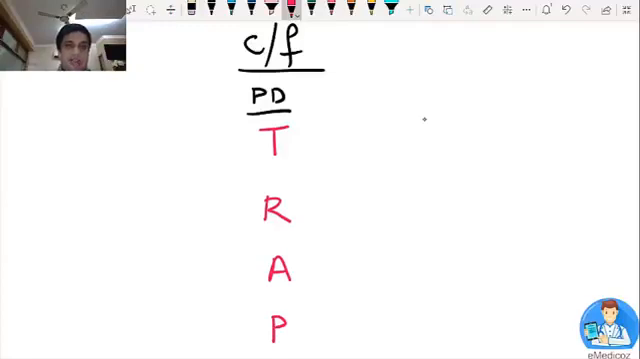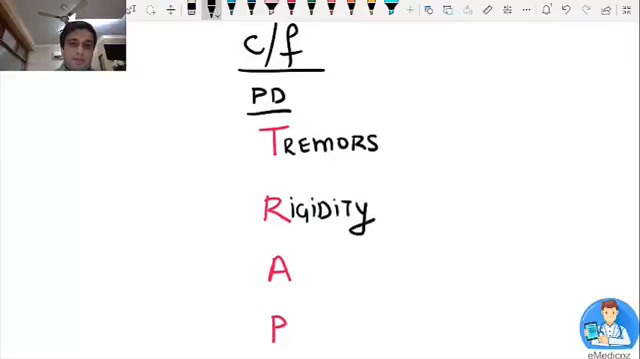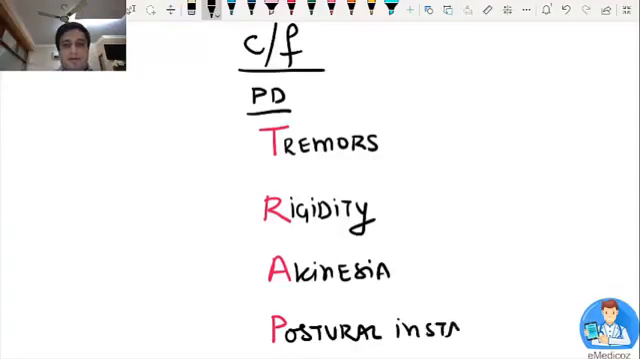T stands for tremors. R stands for rigidity. A stands for akinesia. And P stands for postural instability. So these are the few classical symptoms of a Parkinson disease patient that we know about: tremor, rigidity, akinesia, and P, the last, postural instability.